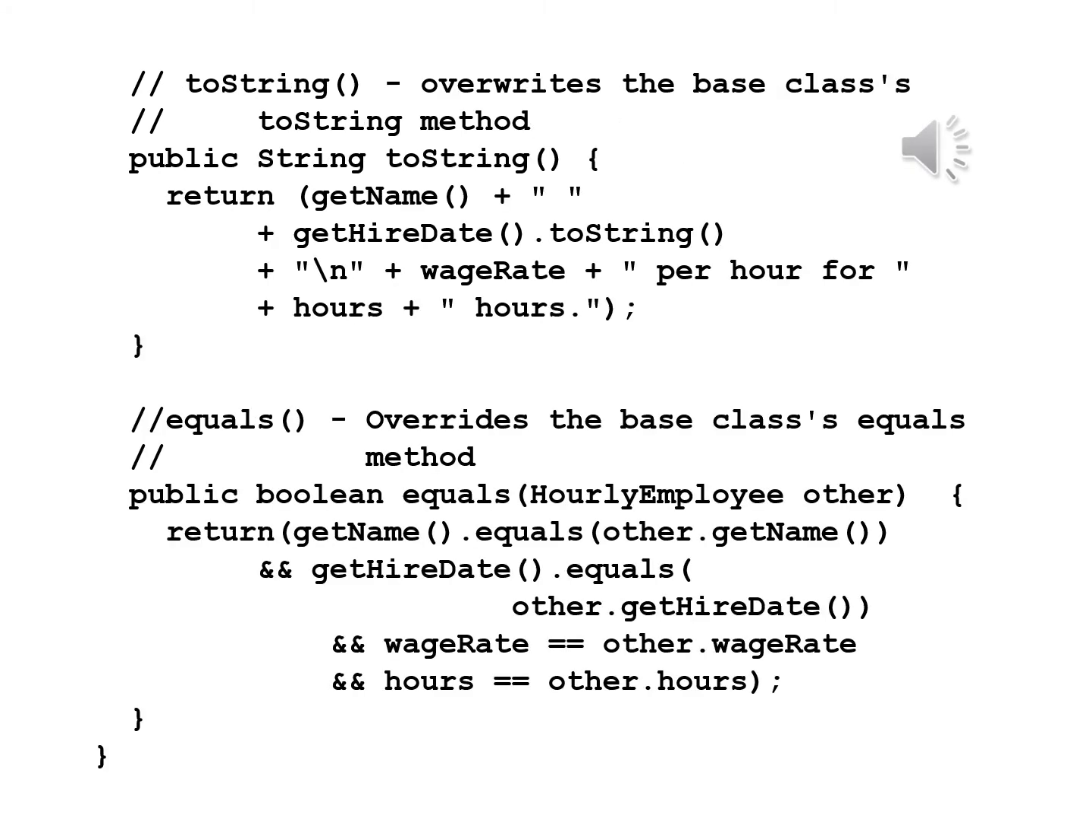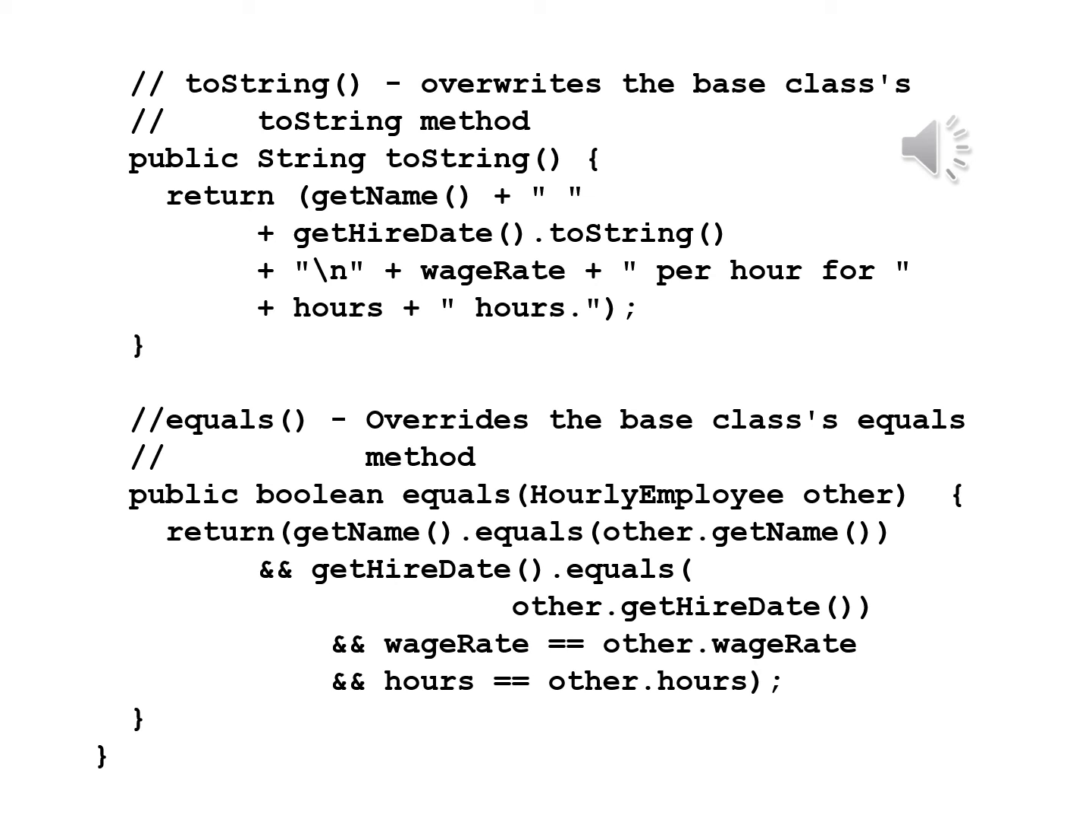We complete the class by writing the last two methods, toString and equals. toString will overwrite the base class's version of the method. Public String toString, return getName plus blank plus getHireDate.toString plus newline plus wageRate plus " per hour for " plus hours plus " hours".